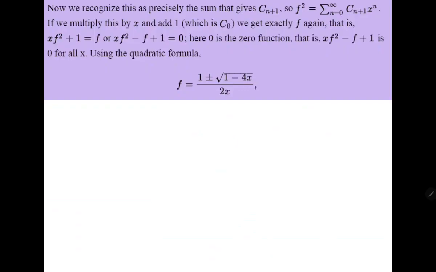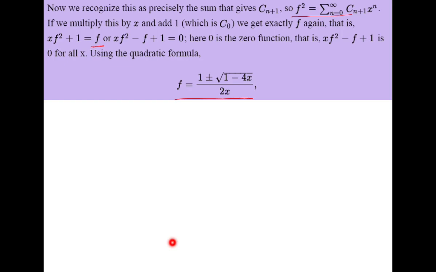Just read it and it would be clear. This is my f square. Now I multiply it by x and add 1 so that it becomes f. And that gives me a quadratic equation as follows, from where I can get the values of f. Now here the observation is that there are plus minus signs.